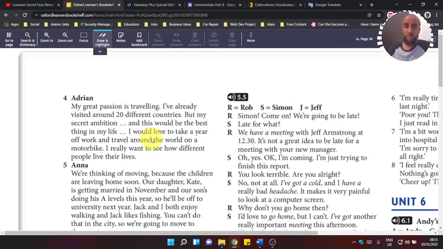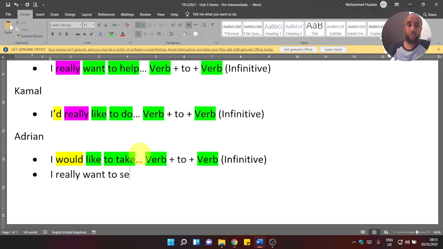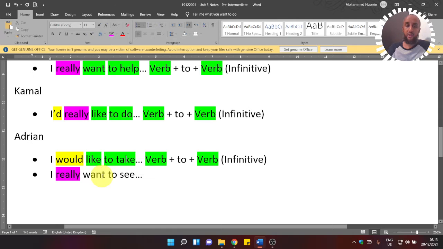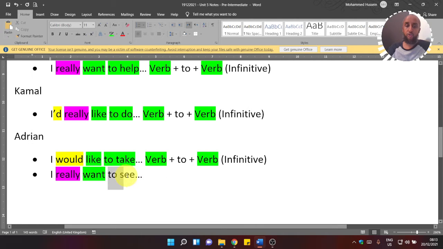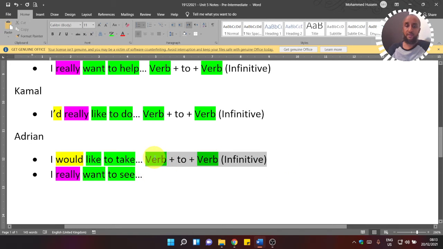Okay, let's continue. "I would love to take a year of work and travel around the world on a motorbike. I really want to see." Here's another same one. I really want to see. Okay, so here we have an adverb, and then we have the first main verb, and then we have the to infinitive, to see. All right, so here we go, same pattern.